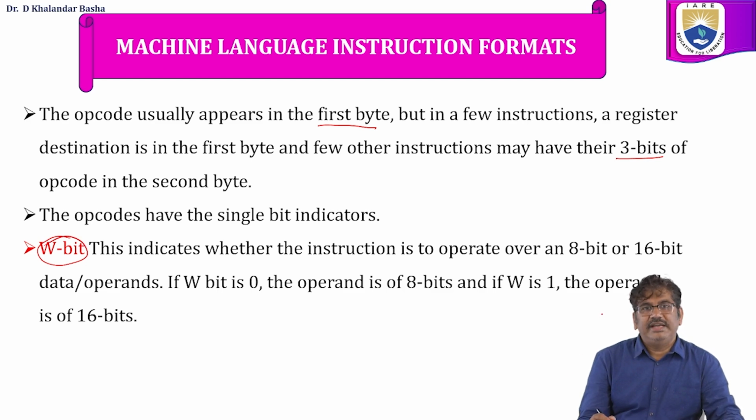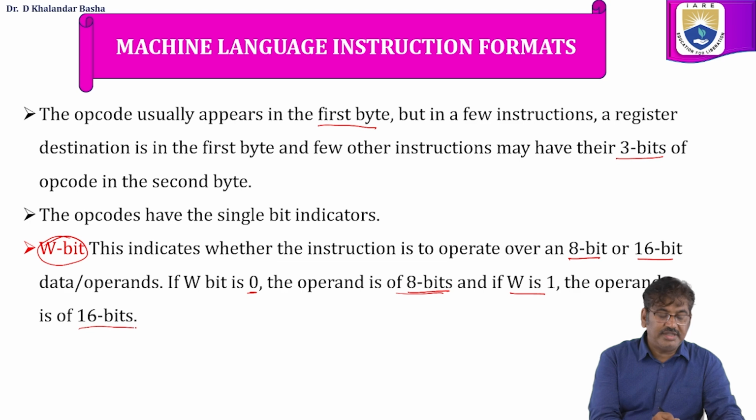This W bit indicates whether the instruction is to be operated over 8-bit or 16-bit data or operands. So if W is equal to 0, it indicates the operand is 8 bits. If W is 1, the operand is 16 bits.